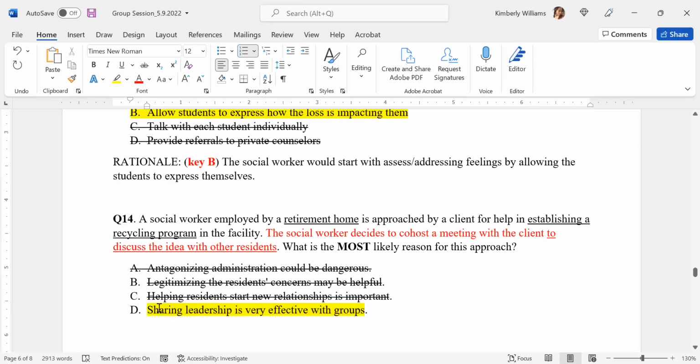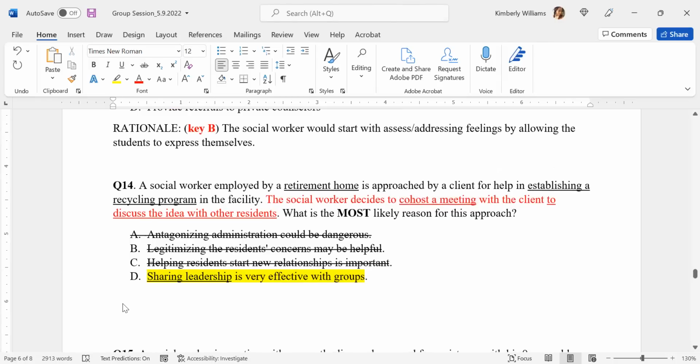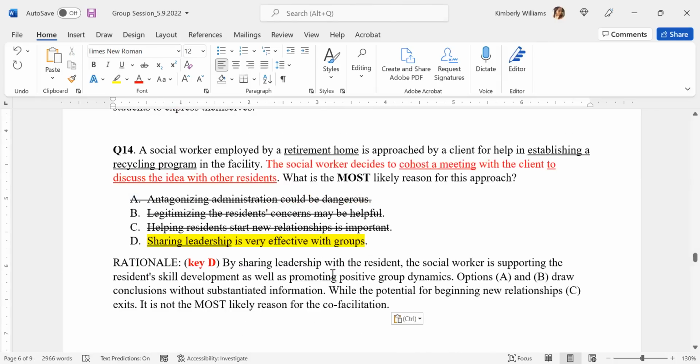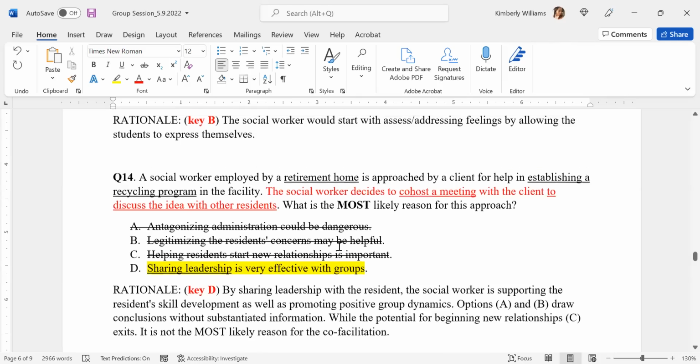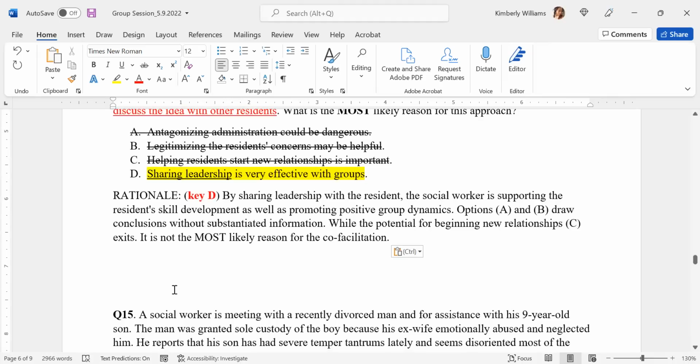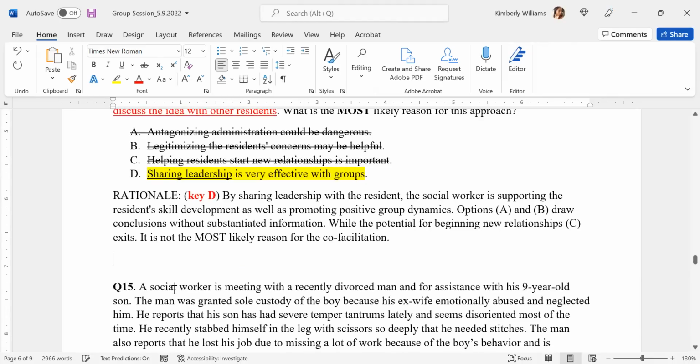So anybody disagree with this answer? No. All right, very good. You called it co-host and sharing leadership. Very effective. So yes, that is the answer. Any questions about that one? No, that's a good old macro program development question. Just know the ins and outs of when you're trying to establish a program, the proper protocol.